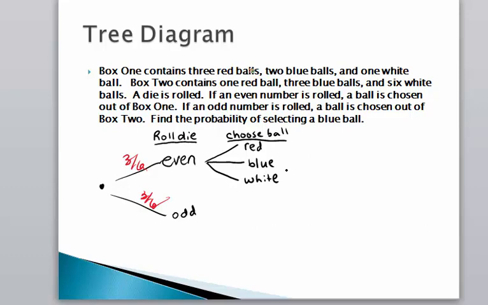Similarly, if we roll an odd number, we're told that we choose a ball out of box 2. And furthermore, we're told that box 2 contains red balls, blue balls, and white balls.